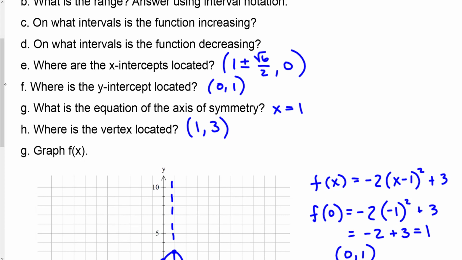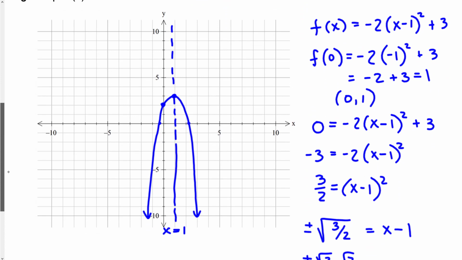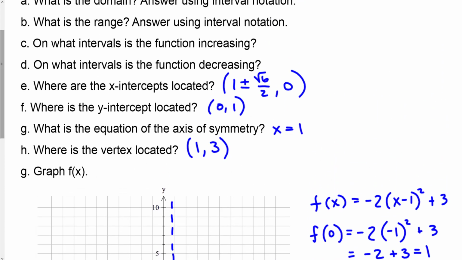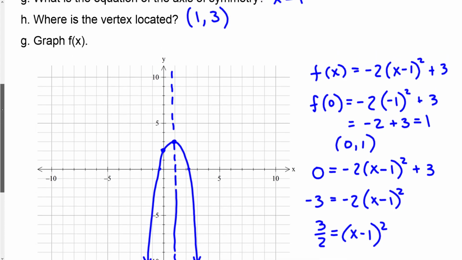Alright, on what intervals is the function decreasing? So the function is decreasing starting from x equals 1 and then going off to infinity. Actually, let me use a parentheses. And then on what intervals is the function increasing? It's going to be from negative infinity to positive 1. So you can see that in the drawing. So it's just where the y values are going up.